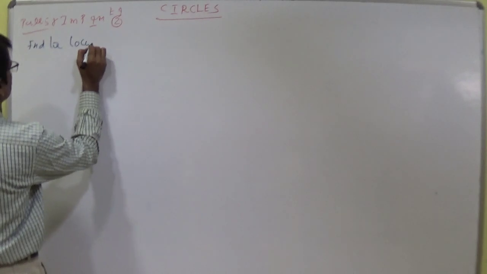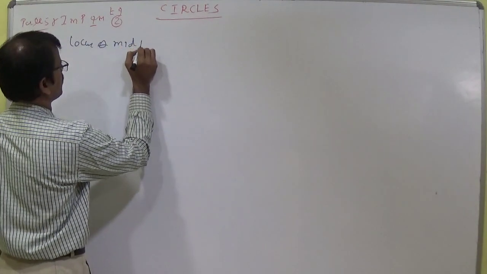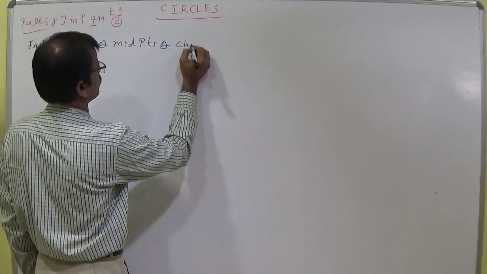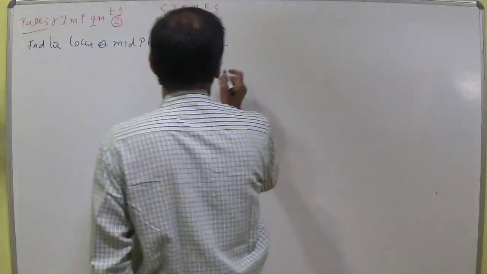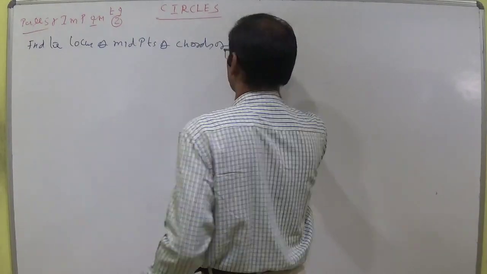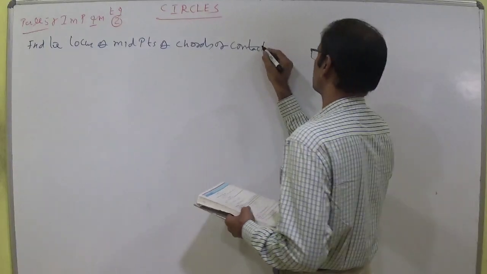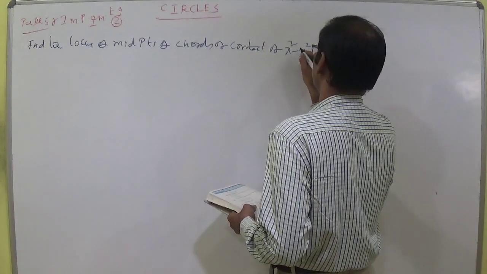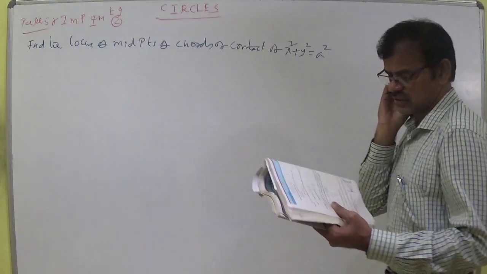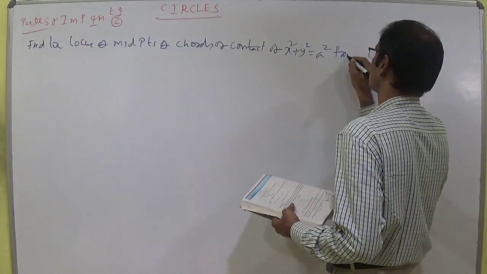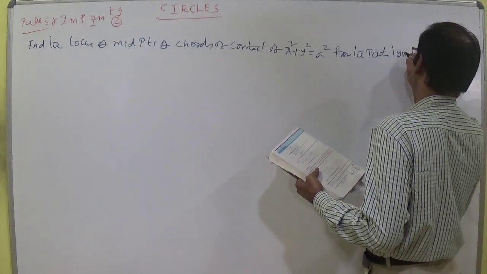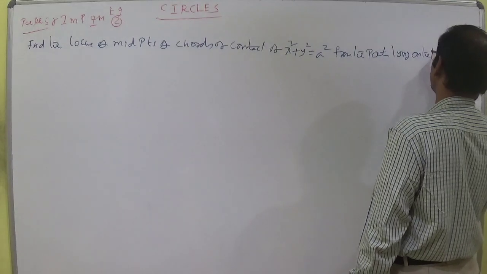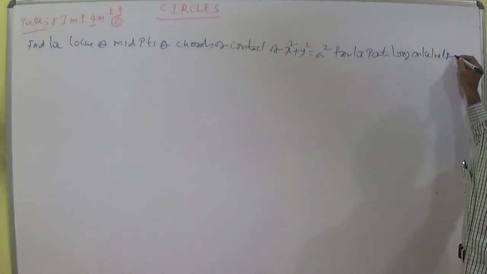Find the locus of midpoints of chords of contact of the circle x square plus y square is equal to a square from the points lying on the line Lx plus My plus N is equal to 0.